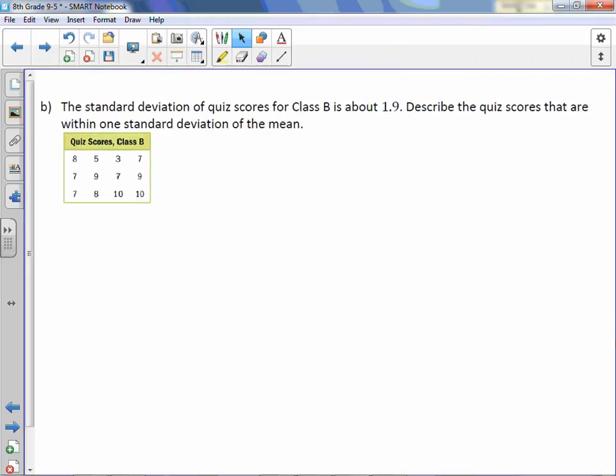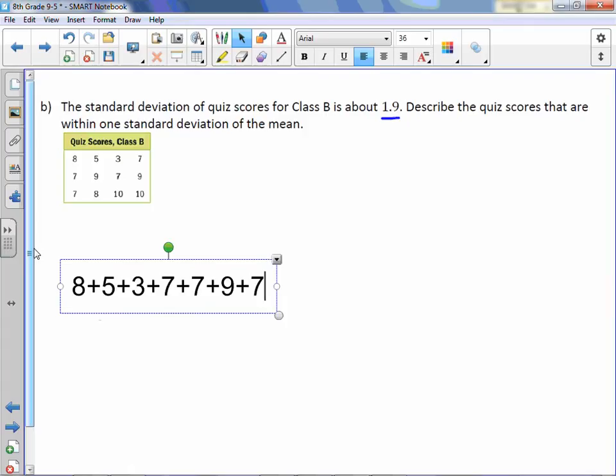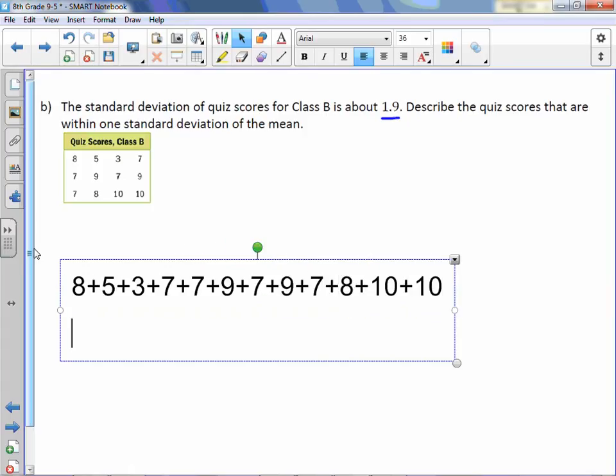Letter B. The standard deviation of quiz scores for Class B is about 1.9. Describe the quiz scores that are within one standard deviation of the mean. So again, we need to find our mean, and we find that by adding all the values together and dividing by the total amount. There are a total of 12 again. So we have 8 plus 5 plus 3 plus 7 plus 7 plus 9 plus 7 plus 9 plus 7 plus 8 plus 10 plus 10. And we're dividing that by 12.